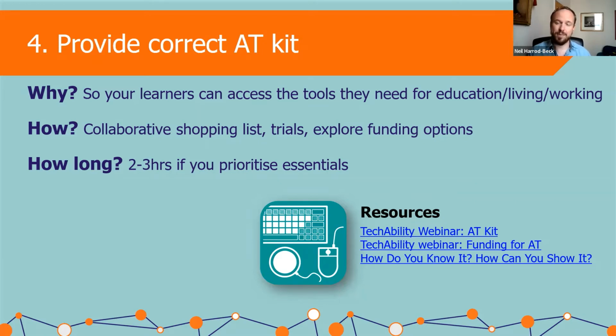We've got an AT kit webinar, which can give you an idea of what equipment to get if you're just starting out. There's a funding for AT webinar as well, so you can understand possible ways of getting funding. That one's only 20 minutes long, so a nice short one. And there's How Do You Know It? How Can You Show It? It's slightly more academic, but also quite practical, a way of working out how to measure students' attainment and progress and what AT they should be using. So I reckon 2 to 3 hours, if you prioritize the essentials, you can get a good set of AT kit, not just for yourselves, but for the learners.